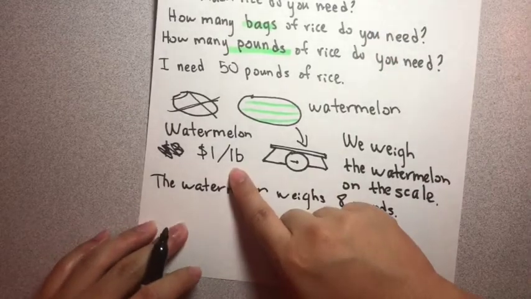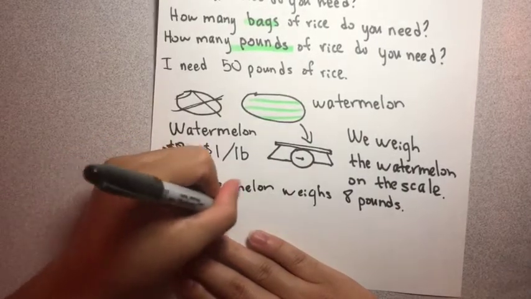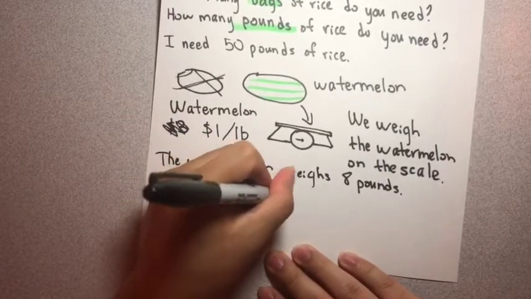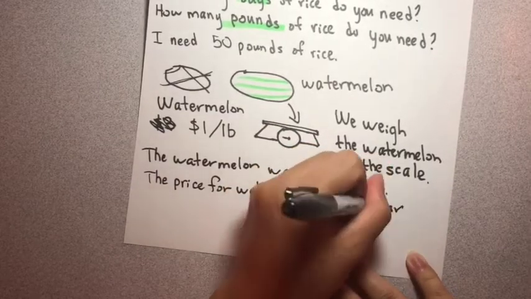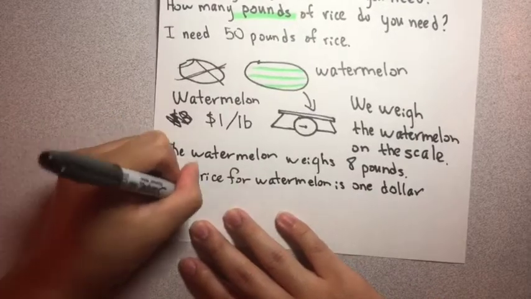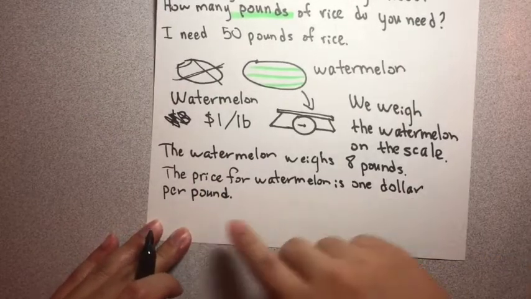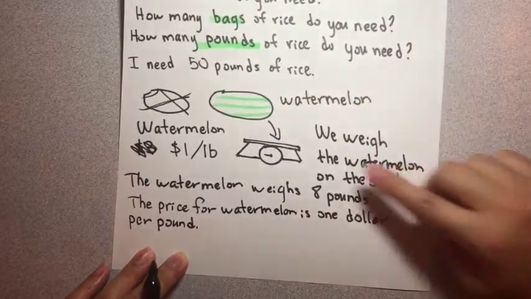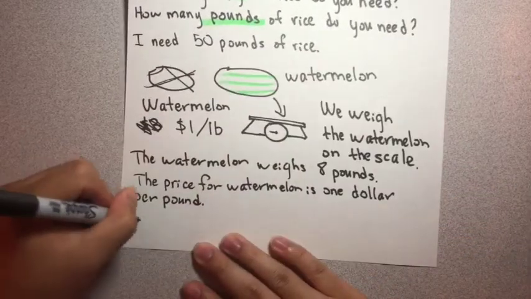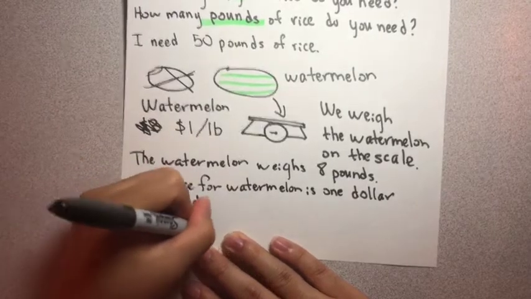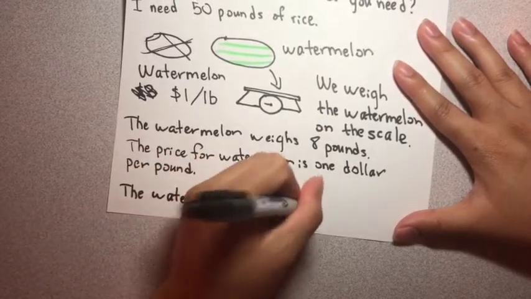And the price for watermelon is $1 per pound. The price for watermelon is $1 per pound. That means for every pound the watermelon weighs, it is $1. So the watermelon weighs 8 pounds, which means the watermelon costs $8.